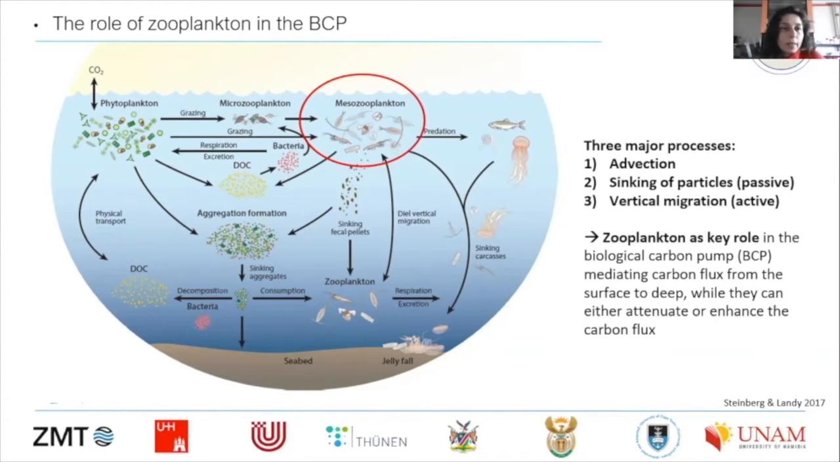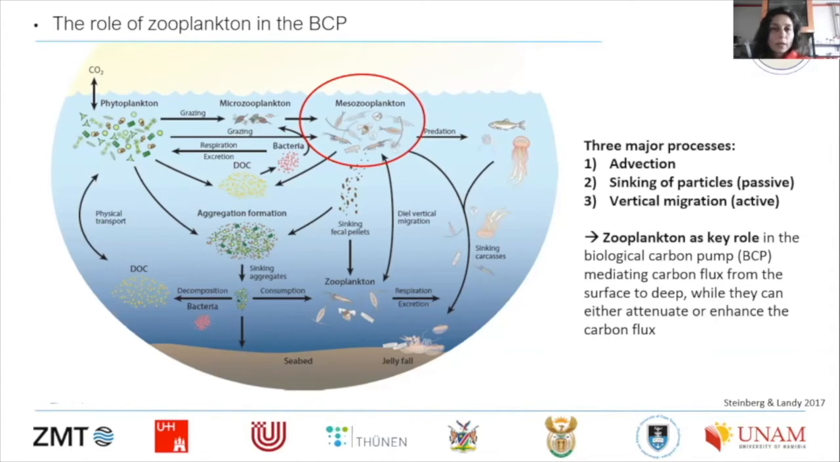So the phytoplankton organic carbon can be transported down from the surface to the deeper layers via physical transport as dissolved organic matter, or also by the formation of aggregation, while the largest part of phytoplankton is consumed by microzooplankton in the surface layers, which in turn is then consumed by mesozooplankton, and also a fraction of the mesozooplankton is directly consuming this phytoplankton. So there are very different processes going on.